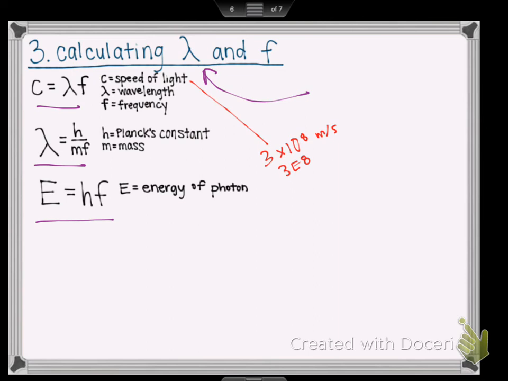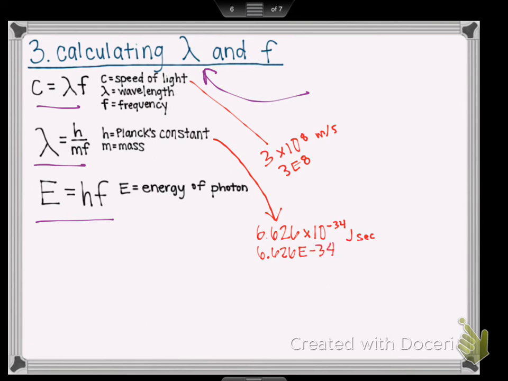Now if you look down at the second equation, we're using something called h, Planck's constant, and it's kind of like your 6.02 E23. It's just a number that's always going to be the same. This will always be given to you also, so you don't need to memorize this. But Planck's constant is 6.626 times 10 to the negative 34th power joules per second. You can write this as 6.626 e negative 34.